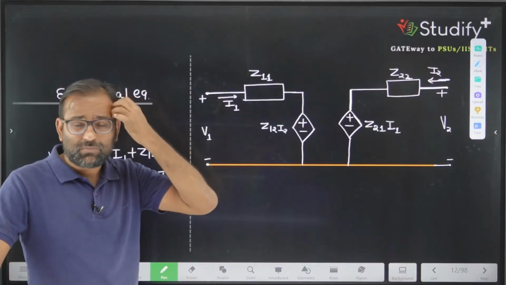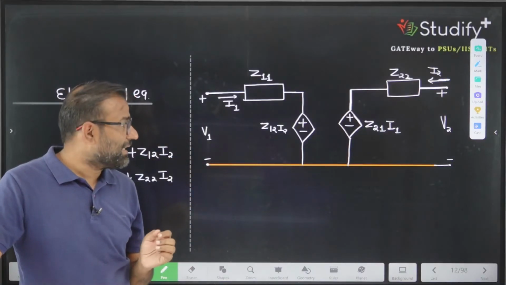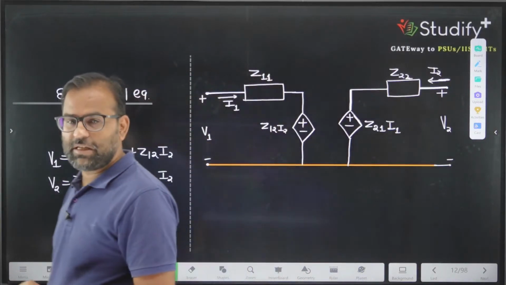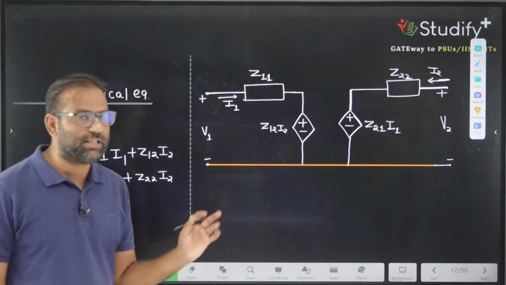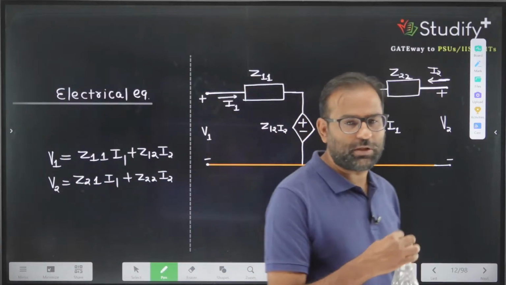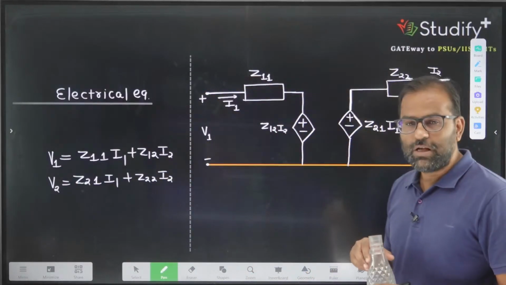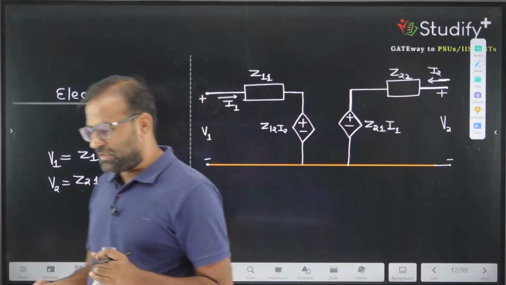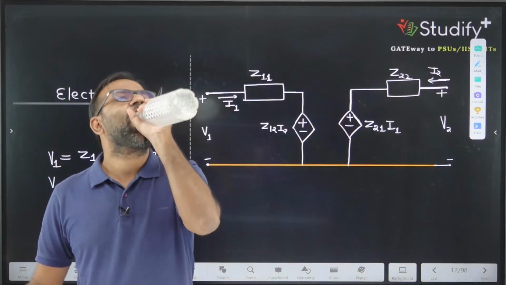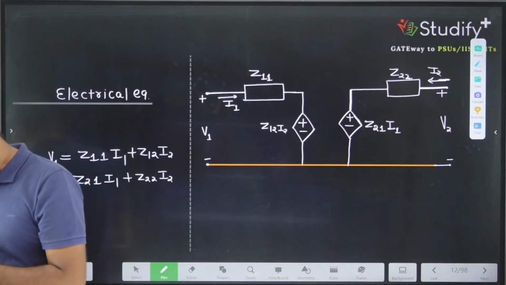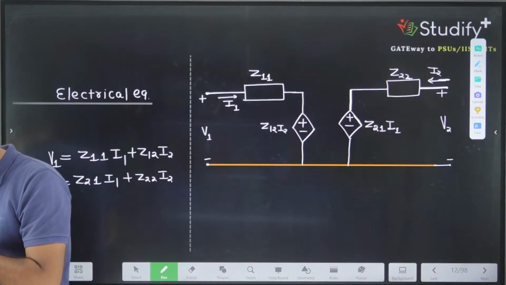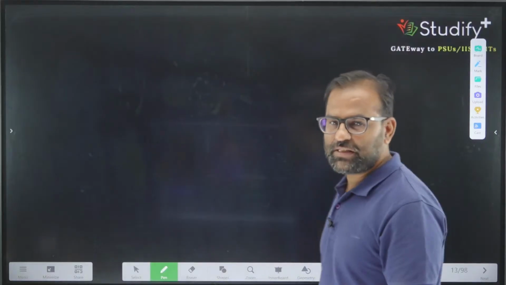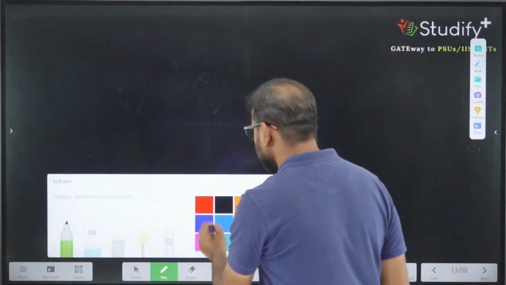Now, we have to find the condition for reciprocal and symmetrical networks, which we will calculate later. But first, this is the electrical equivalent of the two-port network. Let's calculate the two-port parameters for some networks. So let's take the first example. What is the first example? The first example is this.